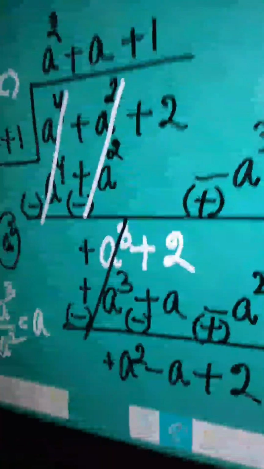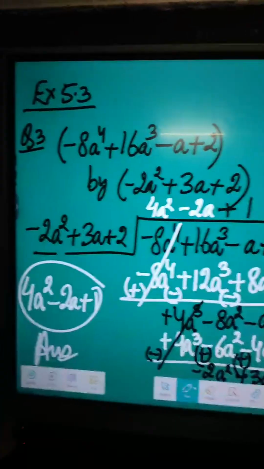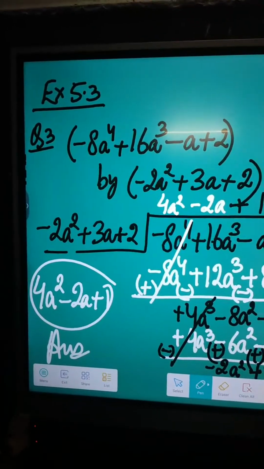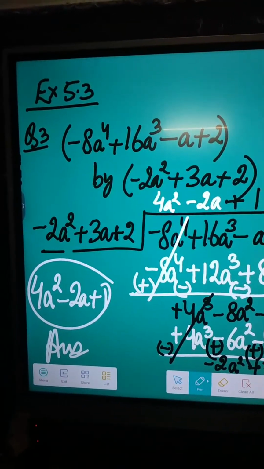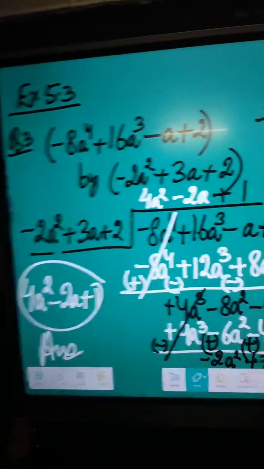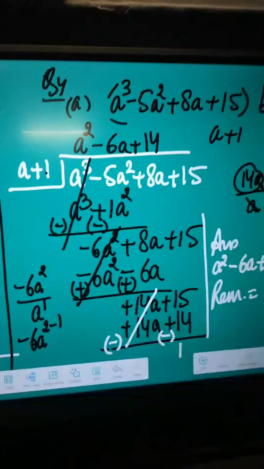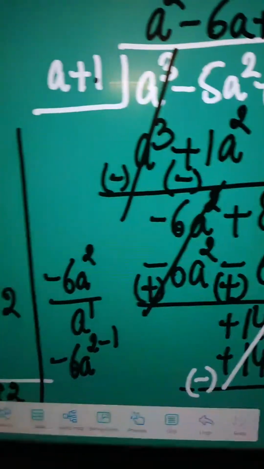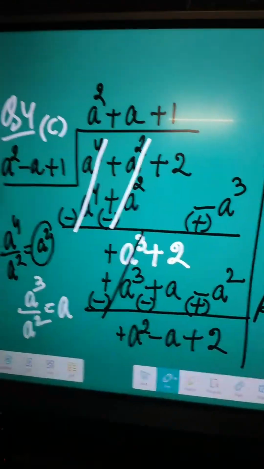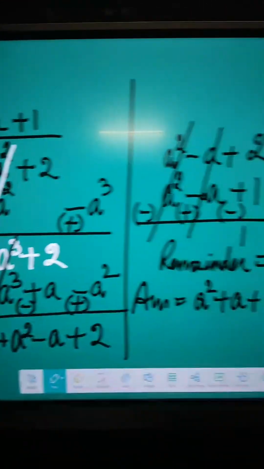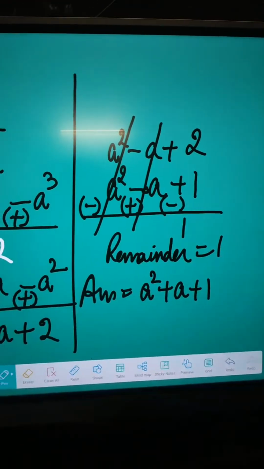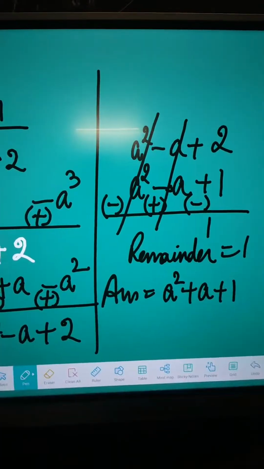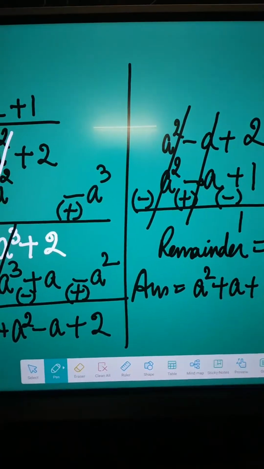If you have any doubt, you can see how I have explained. We did exercise 5.3, question number 3. Then question number 4 A part, and then we did question number 4 C part. These are important. Watch this and then tell me the problem in Zoom.